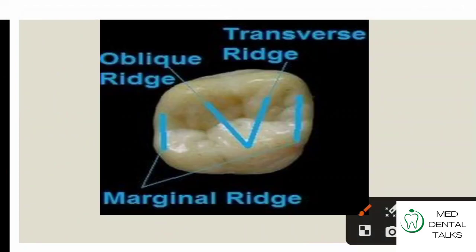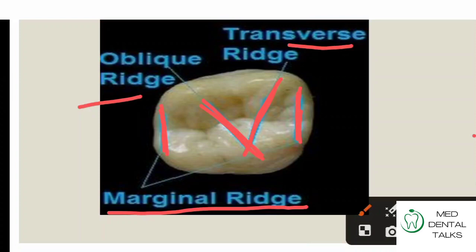This diagram shows different types of ridges. The elevated part is ridge. If it is present on the marginal surface, it is known as marginal ridge. If present transversely, then transverse ridge. If it is present obliquely, then it is oblique ridge.